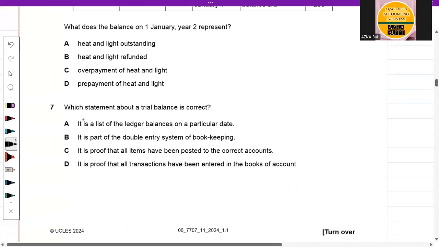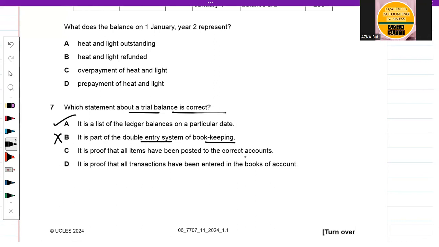Okay. Question number 7. Which statement about a trial balance is correct? It is a list of ledger balances on a particular date. Yes. It is a part of the double entry system of bookkeeping. No. This is not a part of the double entry system. And it is a proof that all items have been posted to the correct account.